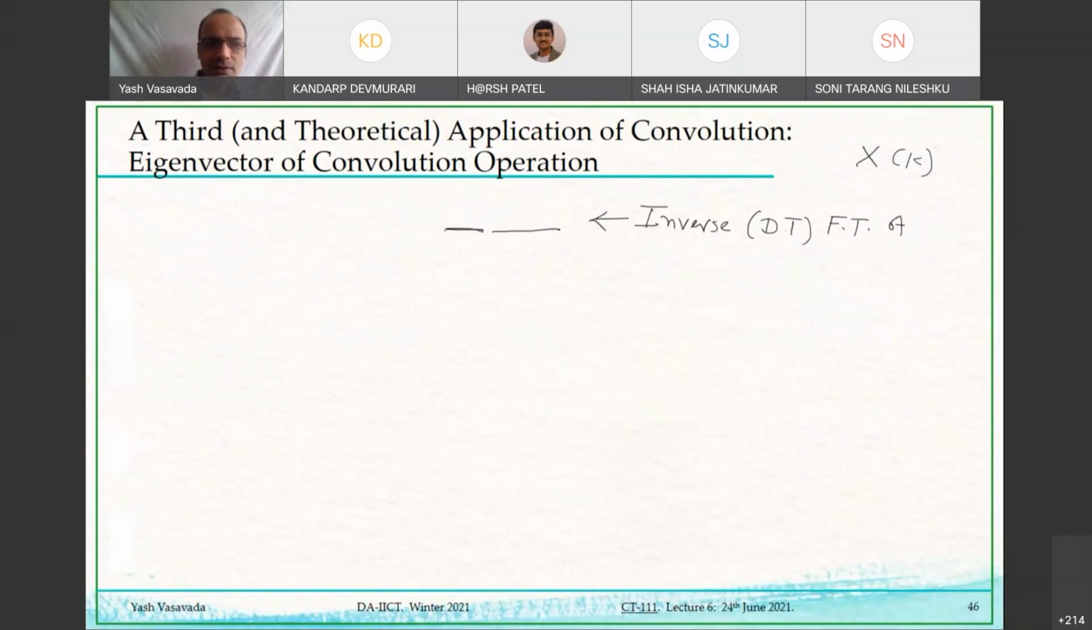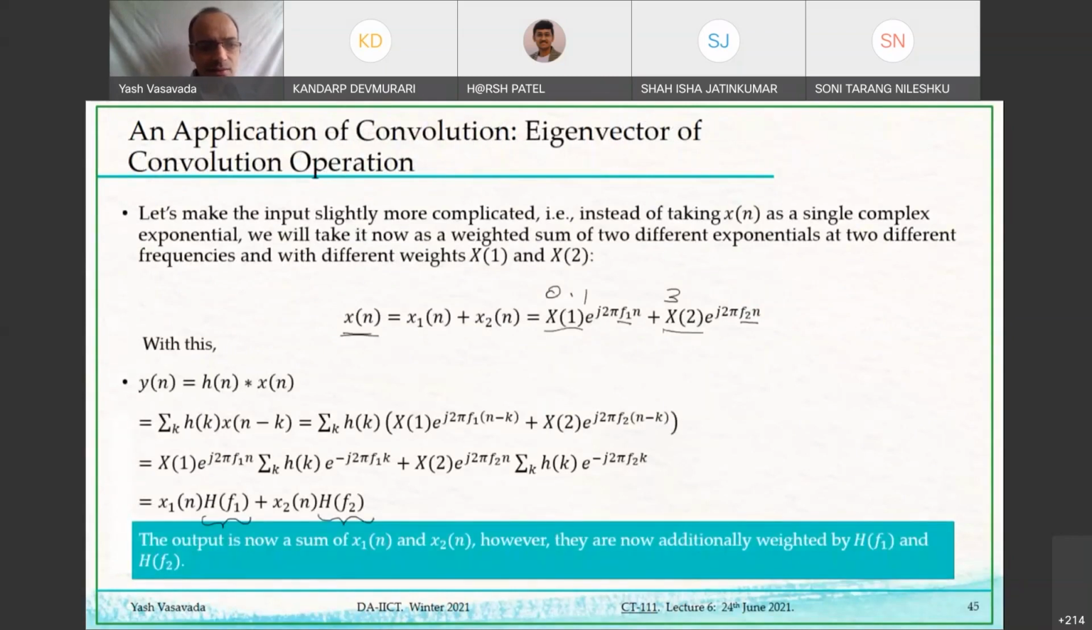All you have to do is see what happens with x of n comprised of two complex exponentials with these weights x1 and x2. What we see is that the convolution output is going to be the same two complex exponentials which are getting linearly superimposed, except they additionally got scaled by h of f1 and h of f2.